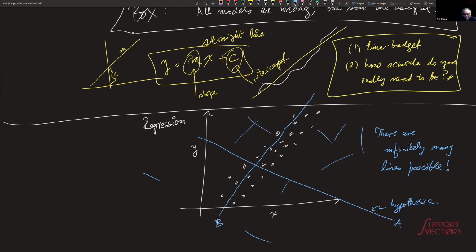Sir, for an infinite number of straight lines, I don't think there is a correct hypothesis, because there are infinite lines possible here, and I don't think there will be one proper line in that case. I mean, hypothesis line. Okay.